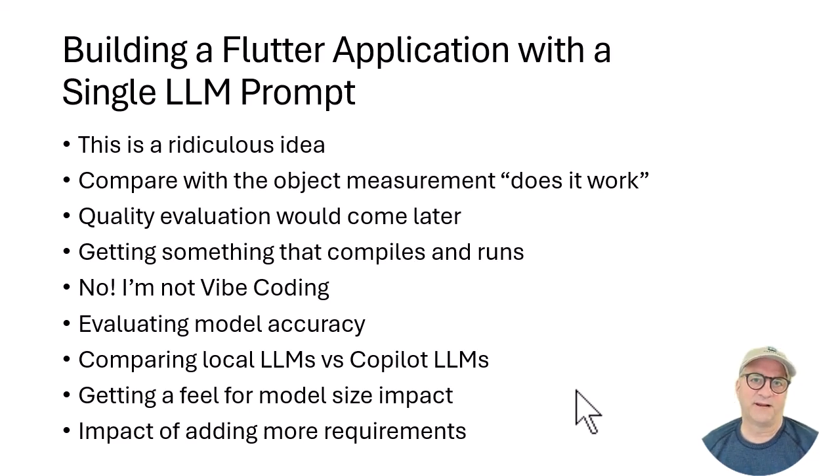I wanted to compare local LLMs versus Copilot LLMs. I have a 24 gig video card in my PC, and I've got a 64 gig Mac. I tried this on both machines, and on the Mac, of course, I can run bigger models. It didn't have that much of a better impact because I don't think they're big enough. The goal was to get a feel for what the model size impact was, and it does make a big difference, but it didn't get me over the line in most cases. Then I wanted to look at the implications of adding more requirements.